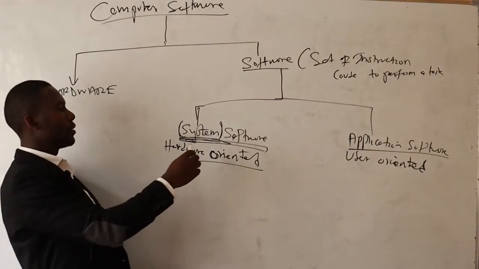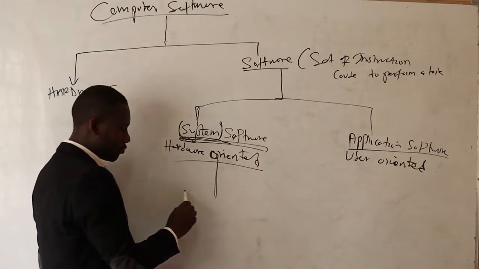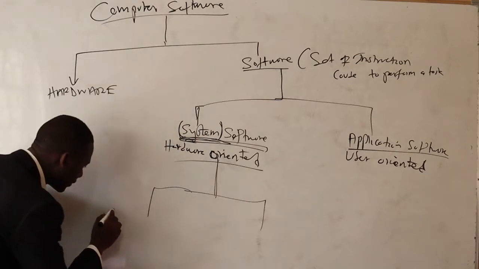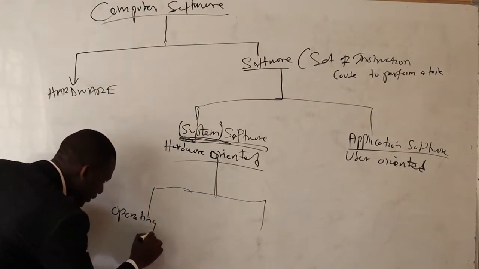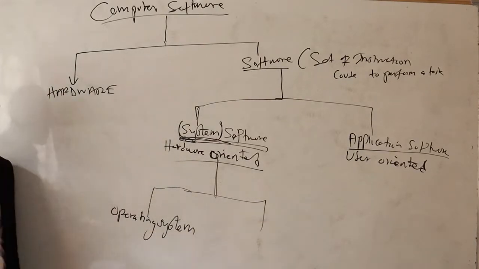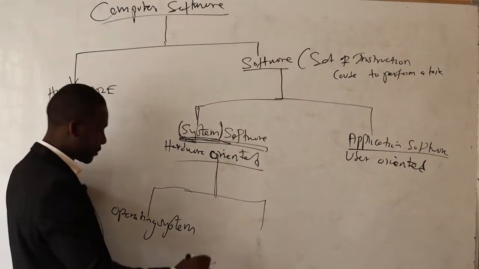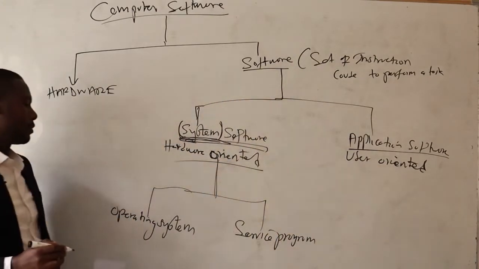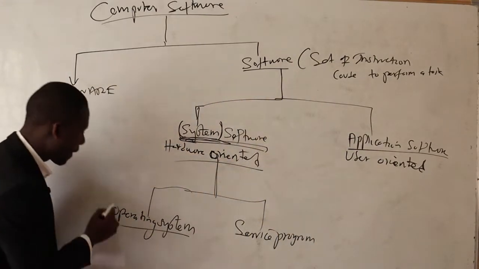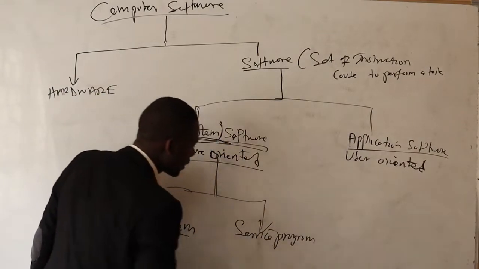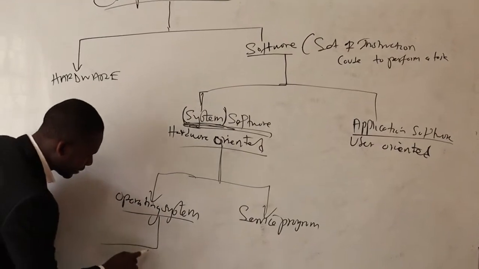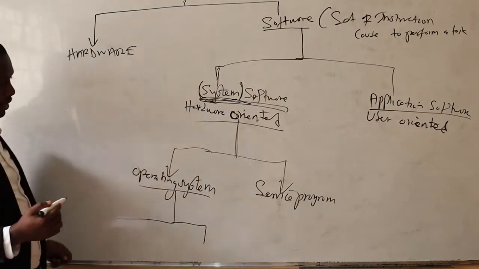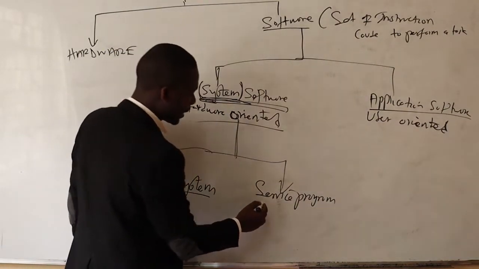So meaning we'll further classify this more. We have further classification of these softwares. The system softwares we will further divide into two. We have the operating systems and the service programs. We'll further subdivide this one again, but now we'll take operating system as a topic. Then we'll discuss more of classification.